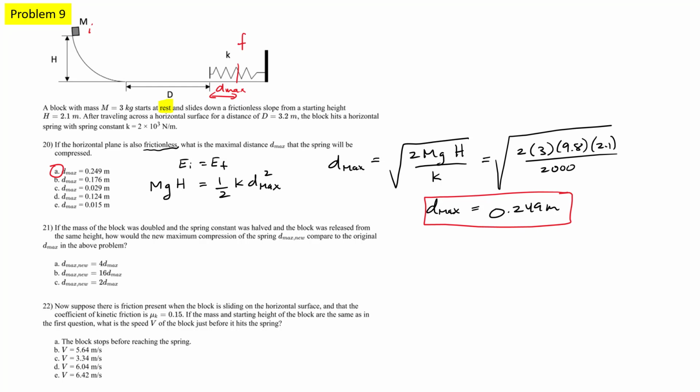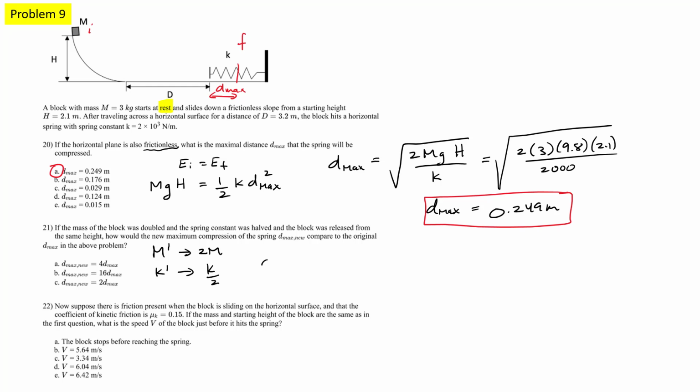All right, question 21 says, if the mass of the block were doubled and the spring constant was halved, and the block was released from the same height, how would the new compression, now Dmax new, compare to the original one that we have in this first problem? Well, let's think about what we're going to do here. We're going to call the new mass m prime, and m prime is simply equal to twice the original mass. We're also going to call the new spring constant k prime. We are halving that spring constant.